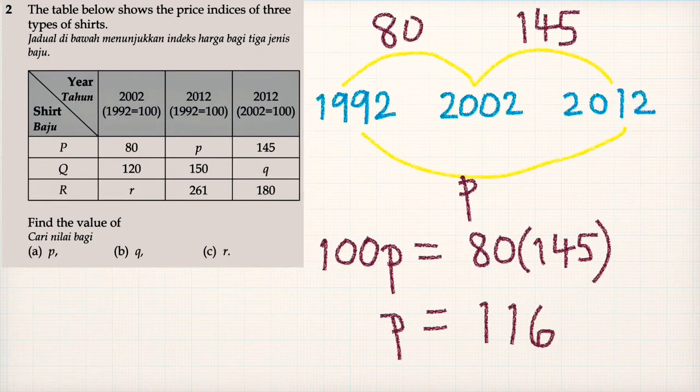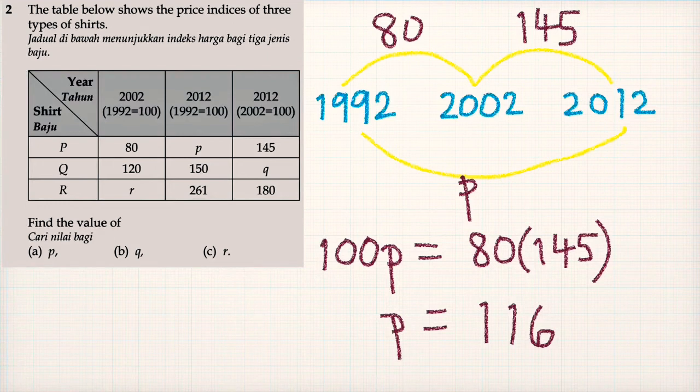Alright, second question, we have the table below that shows the price indices of three types of shirts. The first column has 2002 based on 1992. The second column has 2012 based on 1992, and the last column has 2012 based on 2002. Now if you write your years increasingly, we have 1992, 2002 and 2012.